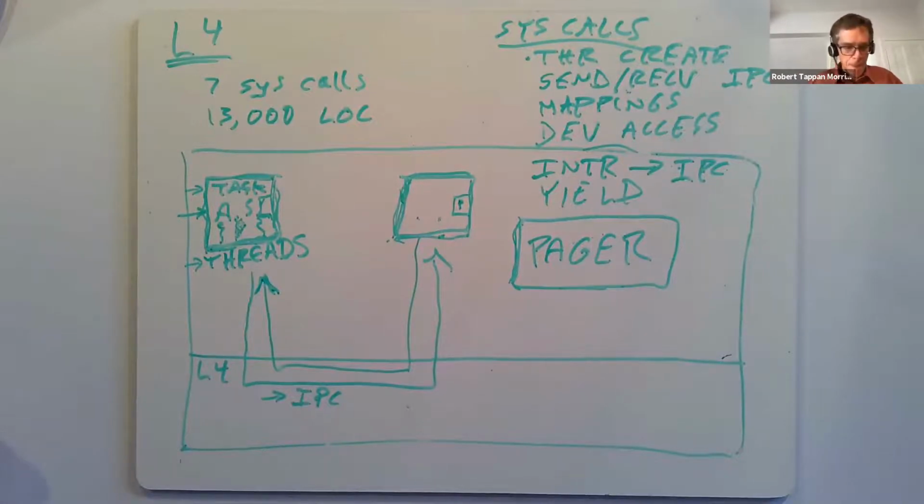Okay. So any questions so far about how L4 works? Oh, sorry, can you just clarify the difference between a thread and a task?